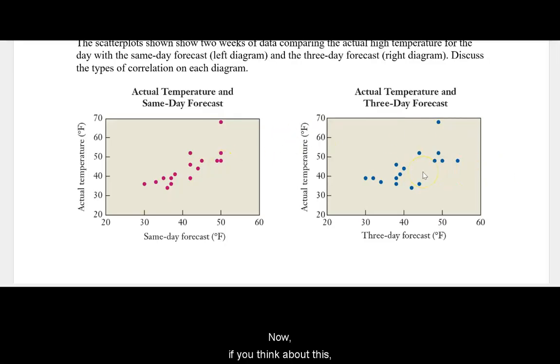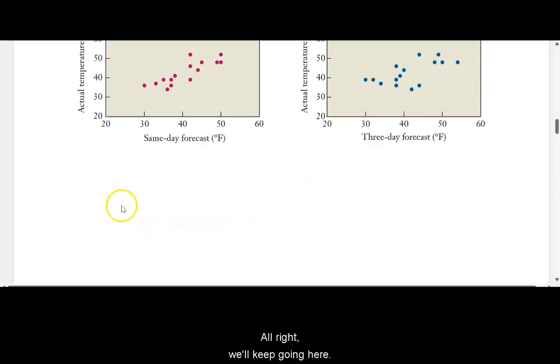Now, if you think about this, it does make sense because we do expect weather forecasts to be more accurate on the same day, which is here on the left, than if we were looking at it 3 days in advance. We're just making a forecast, but we're looking 3 days in advance. So we're not going to see as much accuracy as we would with the graph on the left when we're doing the same day. All right, we'll keep going here.